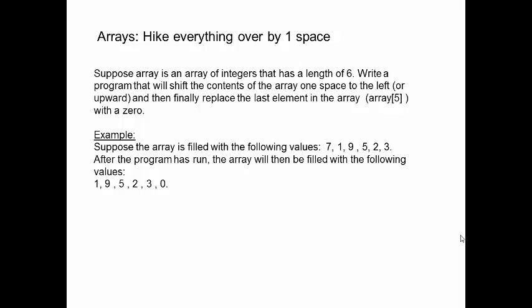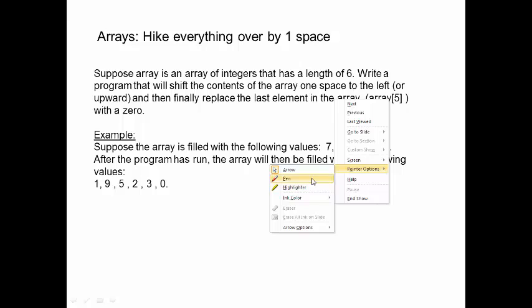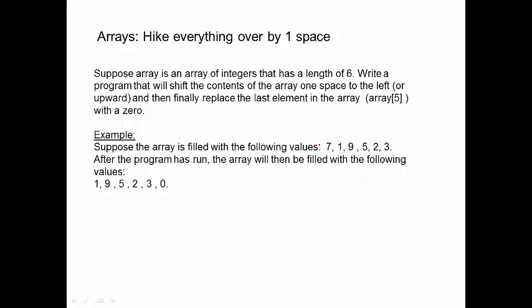So here's an example. Suppose you had an array filled up with these values. I'm going to highlight it for you. 7, 1, 9, 5, 2, and 3. Now, you're going to have to hike everything over by one space to the left, so the 7 is going to drop off and get deleted. But if you'll notice, you'll have the 1 move to this place where the 7 used to be, and the 9 will hike over where the 1 used to be, and so on. So you want to have everybody move over by one unit.